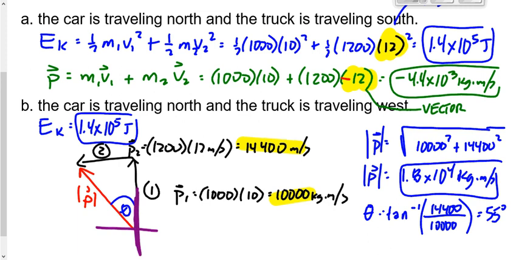Let's make a little crosshairs at our origin there. Where are we measuring our angle from? Like we're going north and we're going west, right? Are we measuring it from the north or from the west? From the north. So it's west from north, or west of north. Remember that from Physics 20? Yeah. 55 degrees west of north.